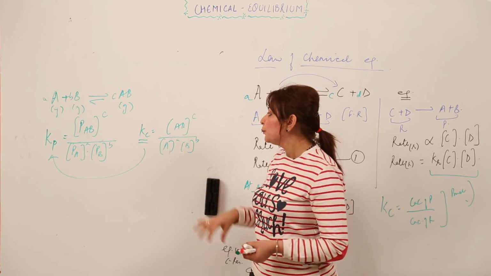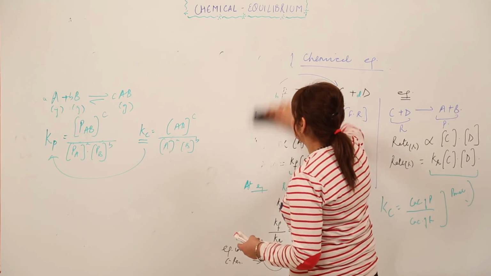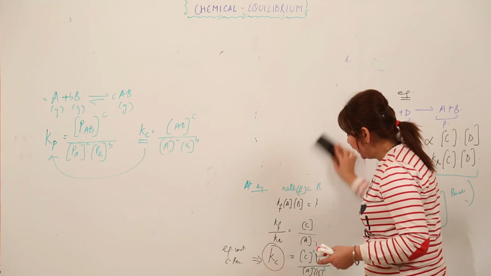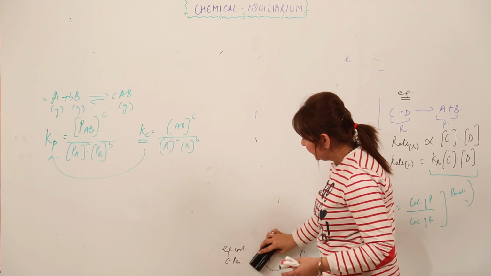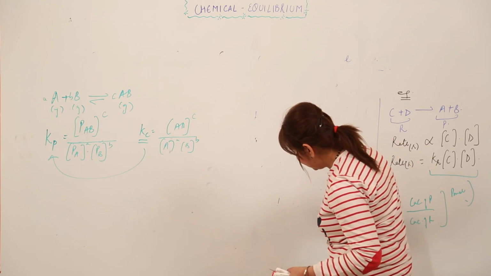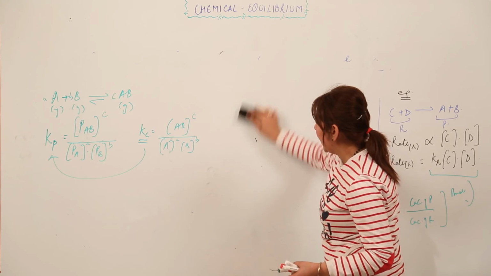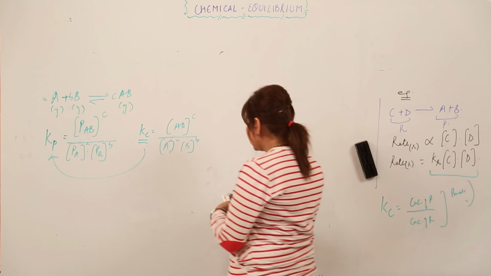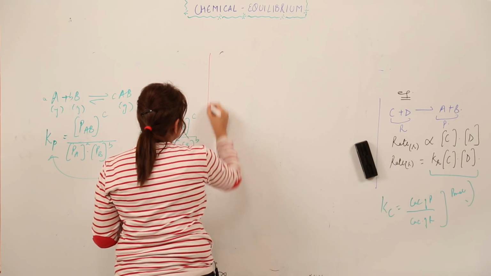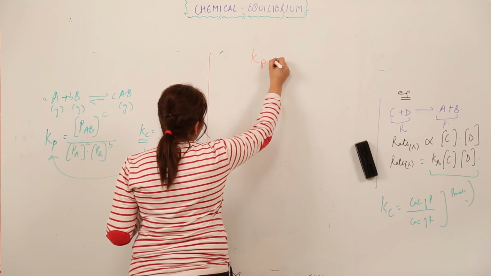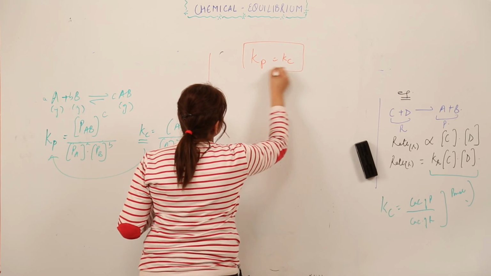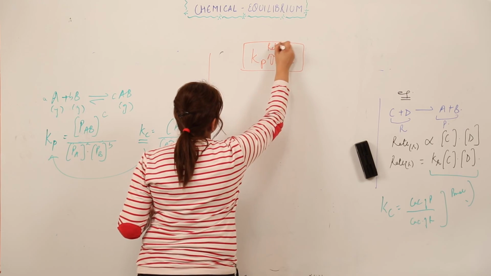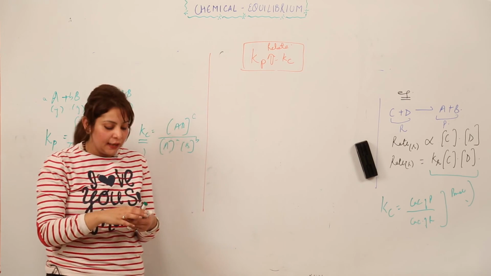Right? Now as we have the different expressions for Kp and Kc, we need a certain relation which relates Kp and Kc. That means there must exist some relation which relates Kp and Kc. So there is a relation which we are going to study. Now we are just going to relate Kp and Kc. Right. Now how are we relating Kp with Kc?